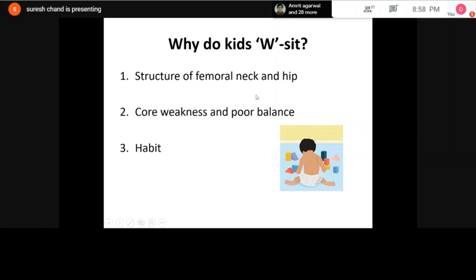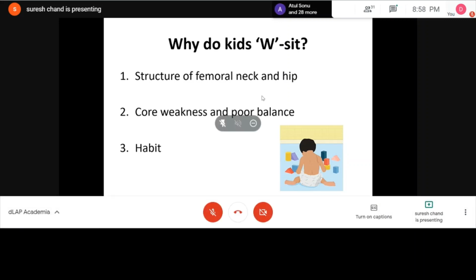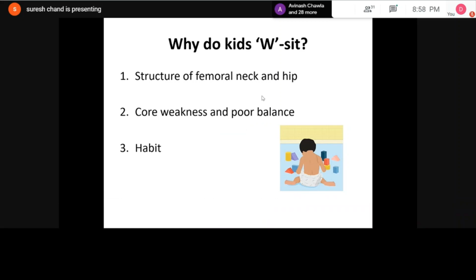So the question comes, why do kids W sit? The first and foremost common cause is the physiological femoral neck anteversion. Like we discussed, femur has around 40 to 50 degrees of anteversion in children. So the excessive amount of anteversion makes femoral internal rotation more compared to the external rotation. So child prefers to sit in internal rotation position. So it is the most common cause that because child has more of internal rotation than external rotation, he prefers to sit in the W sitting.